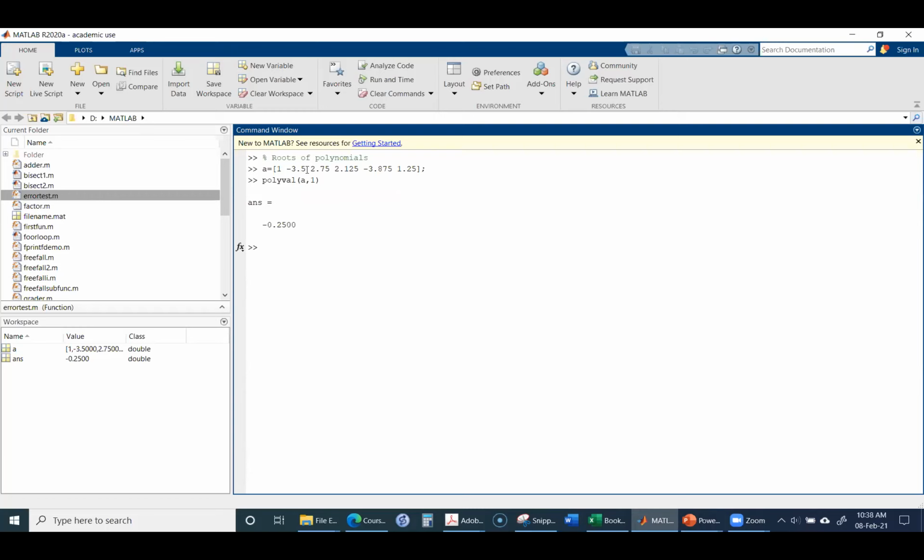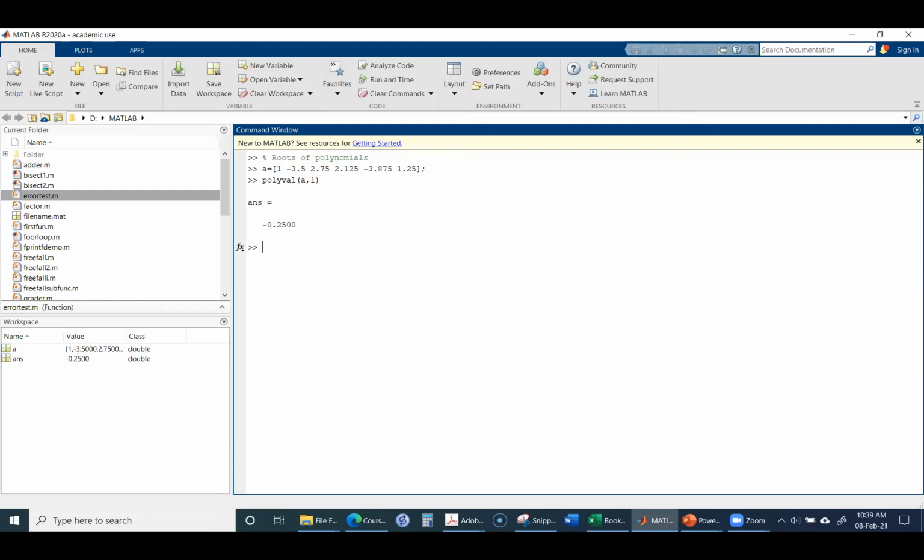That is the evaluation of the polynomial. That means if we have this polynomial in x power 5, x power 4, x power 3, 2, 1, etc., and you put the value of x equal to 1, we will get an answer of minus 0.25. So the polynomial can be evaluated with the polyval command, which uses the specific structure for the polynomial.